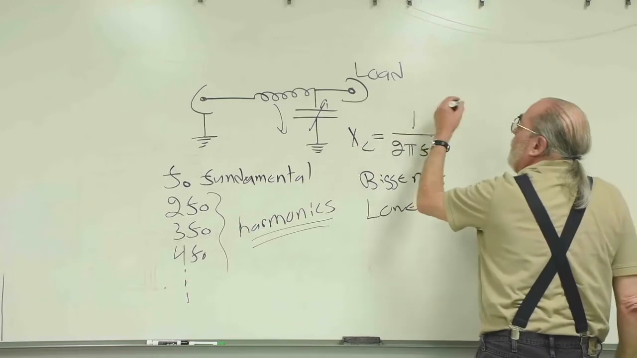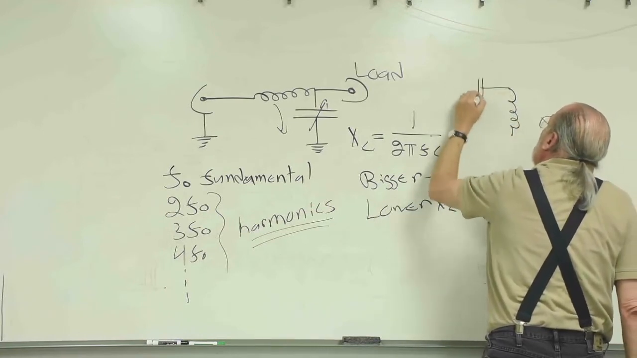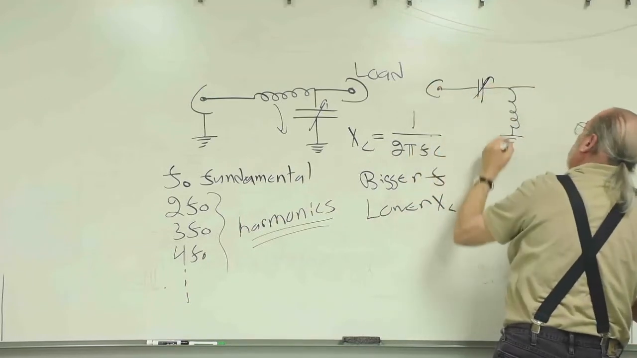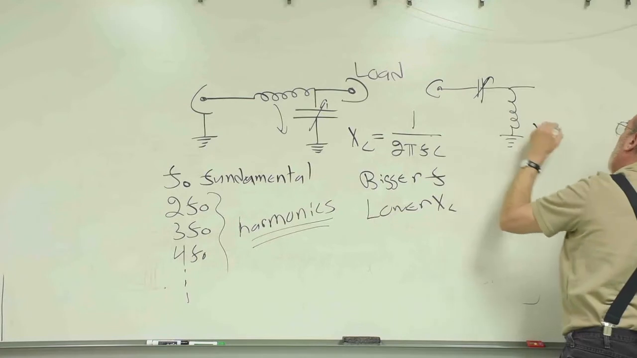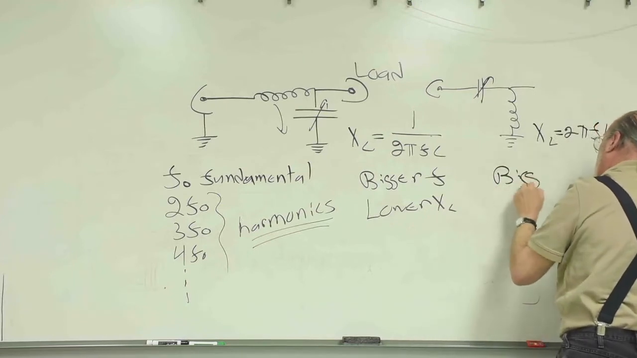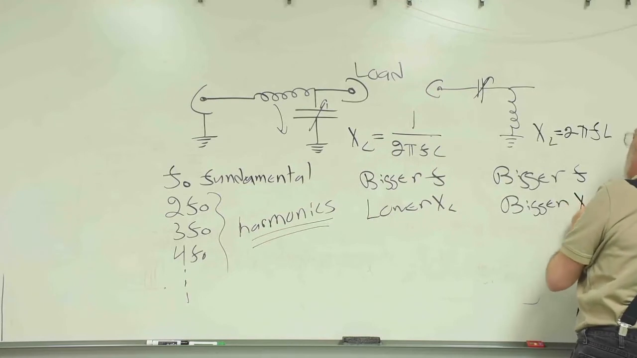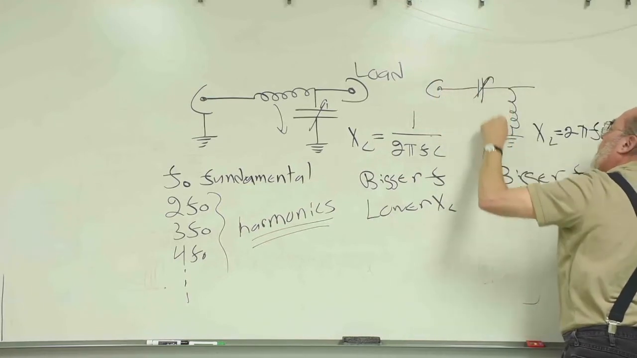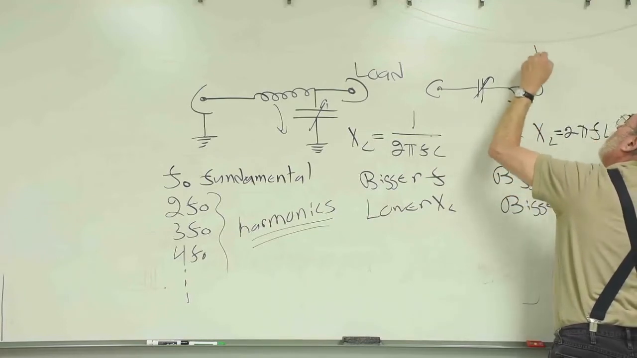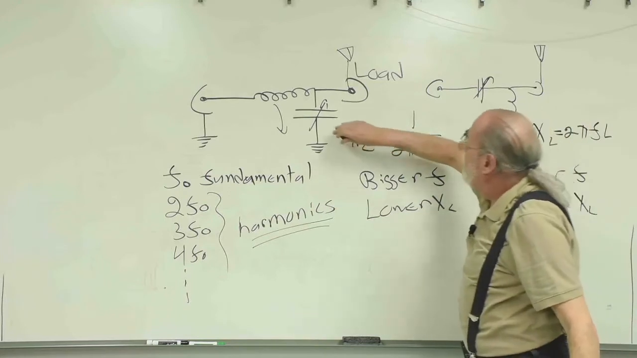But if you have a situation in some of these where if I do it the other way, where I have this sort of a situation, this is a variable, like that, the reactance of a coil goes up with frequency. So bigger frequency means you have a bigger reactance, which means if you have harmonics coming through, the harmonics are not shunted to ground through a capacitor like they are here, they tend to go on out to the antenna.